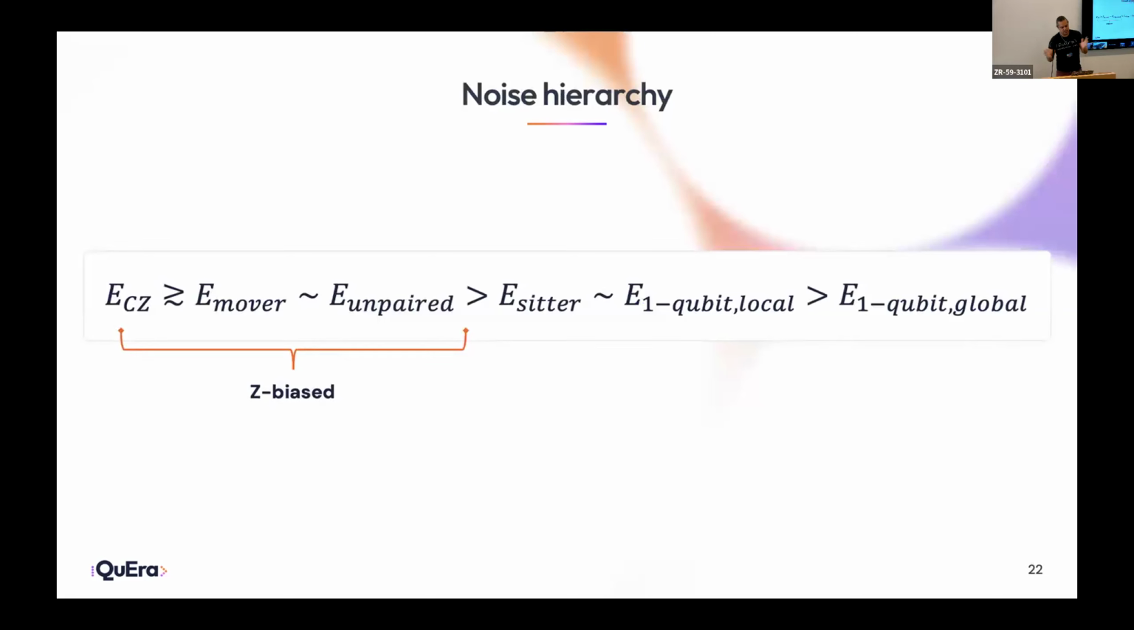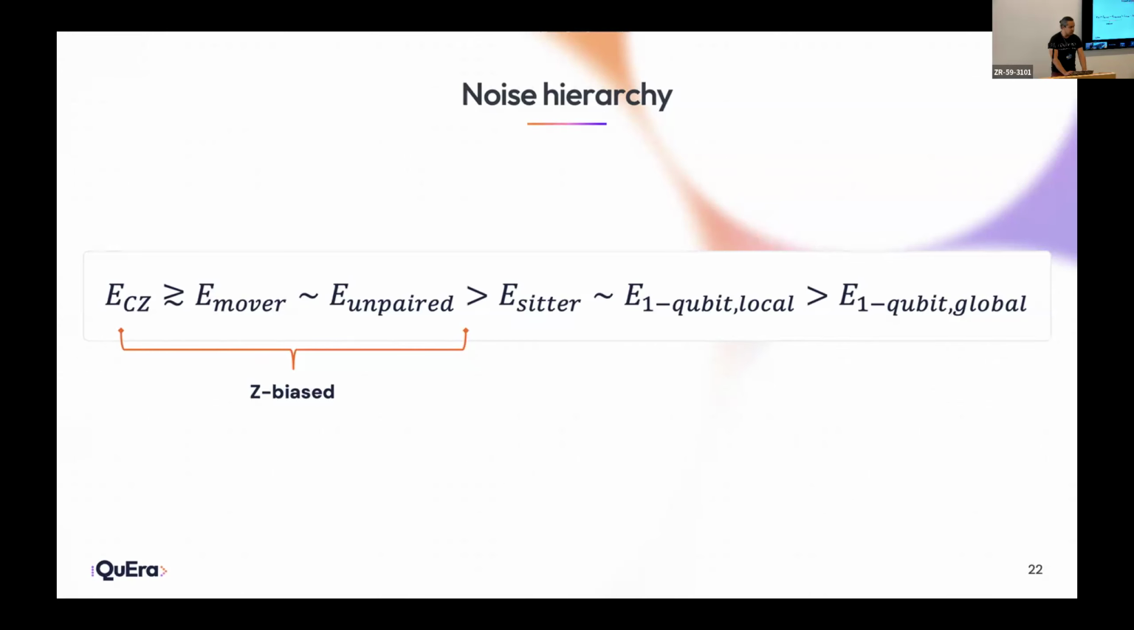That boils down to a noise hierarchy, which is roughly where we're going to stop. As Milan was saying, CZ two-qubit gates tend to be the main source of error on most architectures, and that applies to us as well. Two-qubit gates cost almost as much as moving. Moving costs a little less. Leaving someone unpaired while a CZ is being applied costs about as much as moving. And from there on, things only get better. Sitters, local and global beams, single qubit gates are pretty performant.